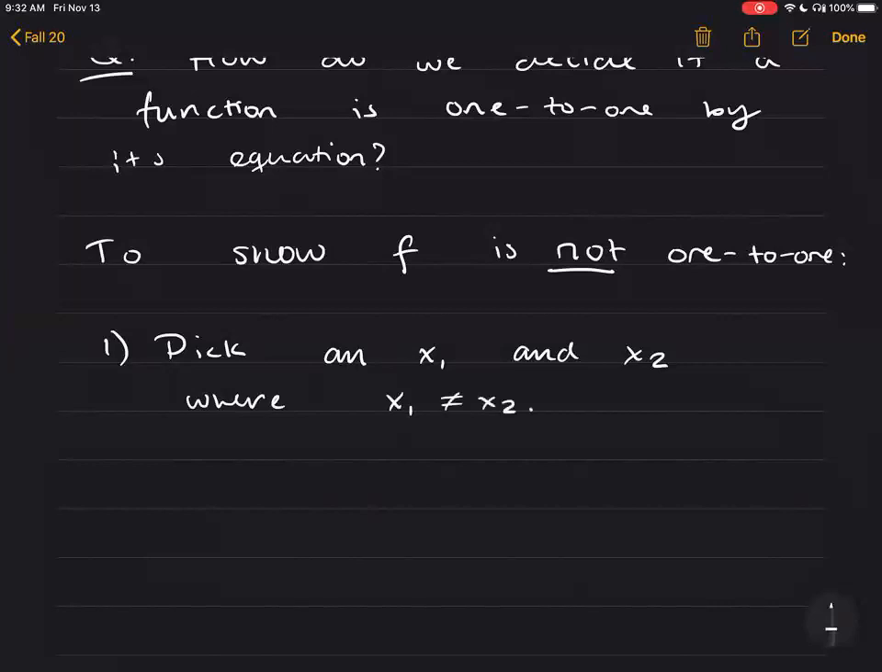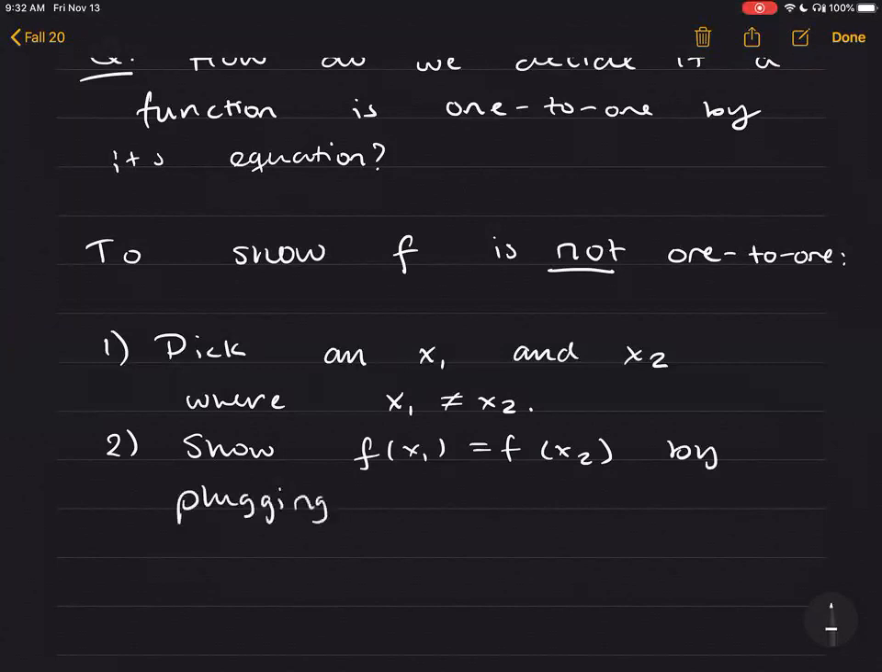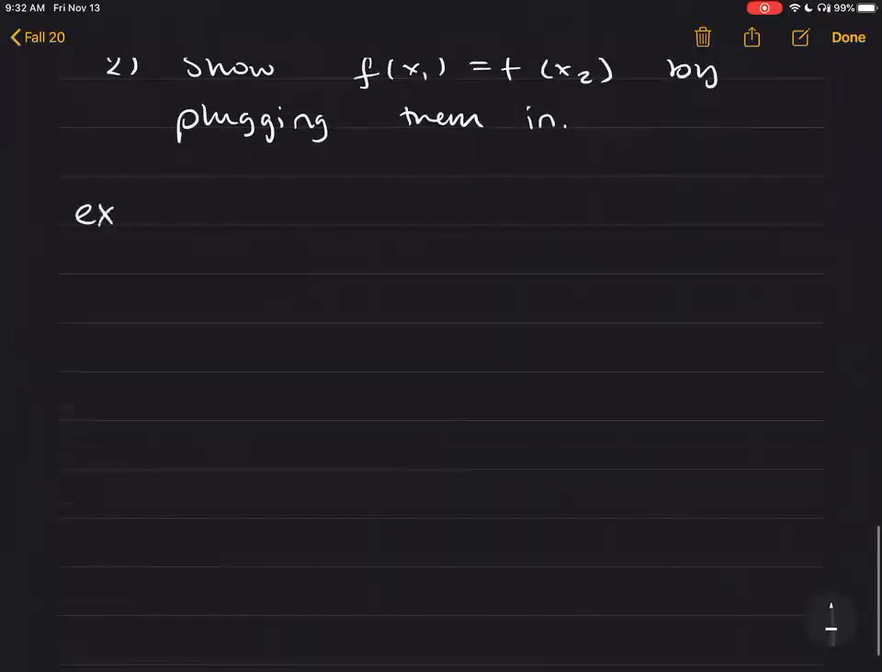You need to pick 2 specific numbers that you can plug into the function such that you can show that f of x1 is equal to f of x2, by plugging them in. You plug them both in, and if the function spits out the same number for those 2, then it's not 1 to 1, because it doesn't uphold the definition. So let's see an example of this process.